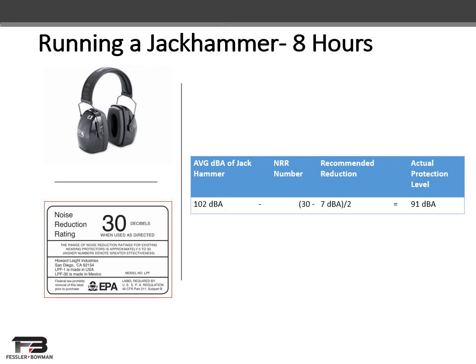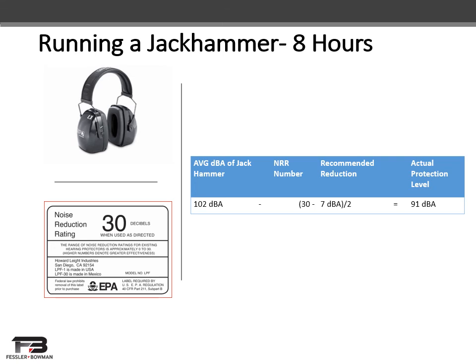In this example, we're going to look at running a jackhammer for 8 hours. A jackhammer has an approximate decibel range of about 102 decibels. So in very loud environments, such as 100 decibels, it is recommended that both plugs and muffs are worn at the same time. Muffs worn in addition to plugs will provide only another 7 decibels worth of protection.